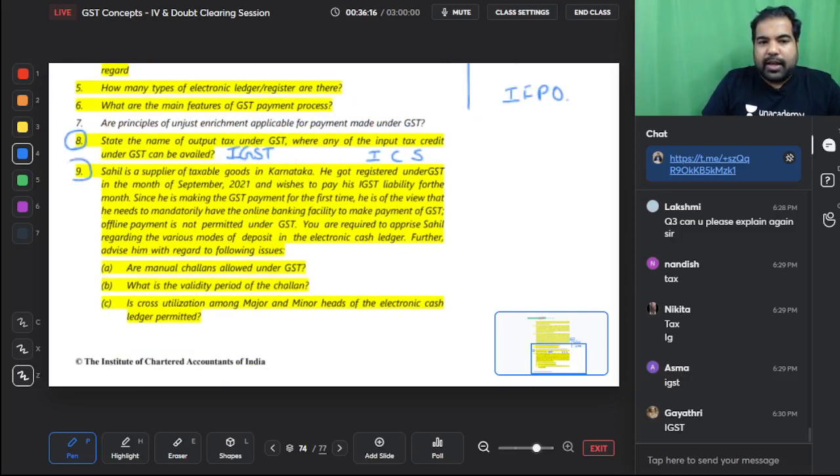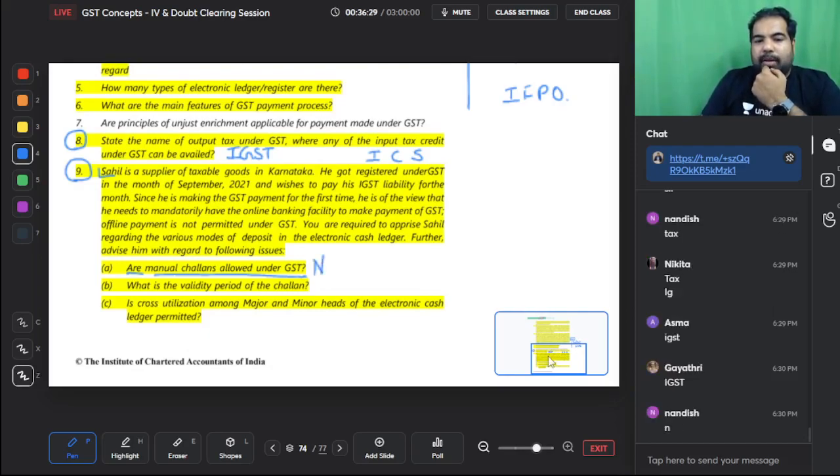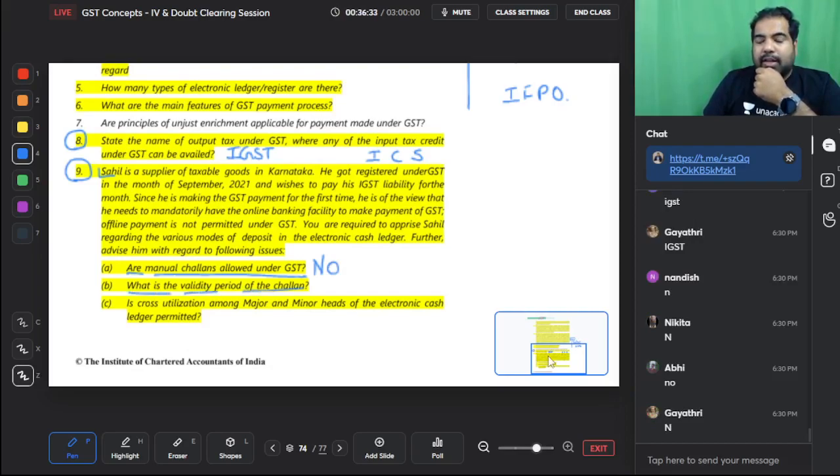Yes. 9th question guys. Before you read the entire context, please read the questions. Are manual challans allowed under GST? Please answer guys. Are manual challans allowed? No, manual challans are not allowed. What is the validity period of a challan guys? Once you generate the challan, common portal identification number is valid for how many days?